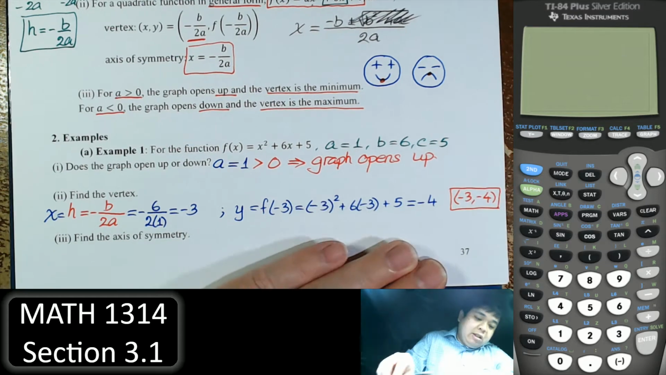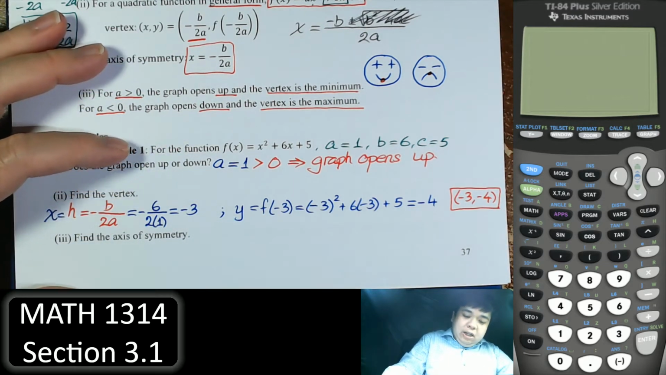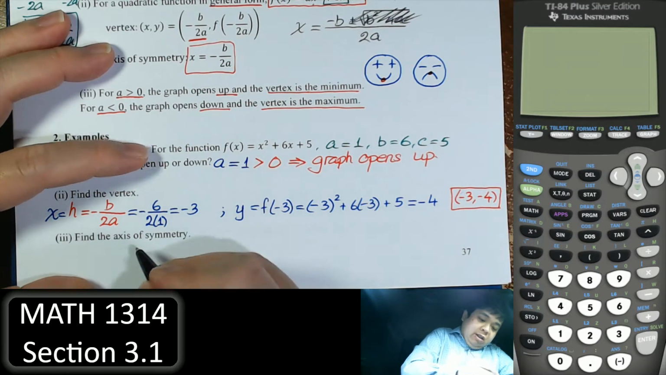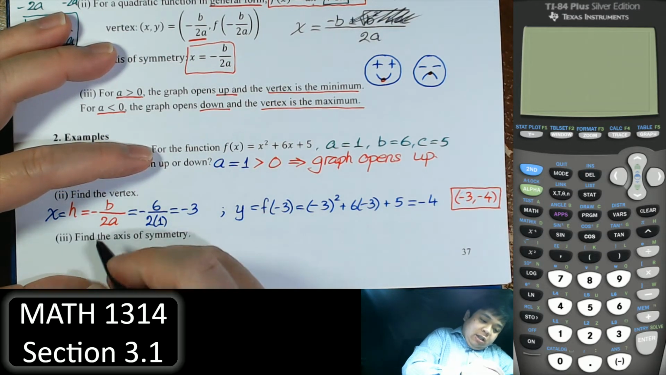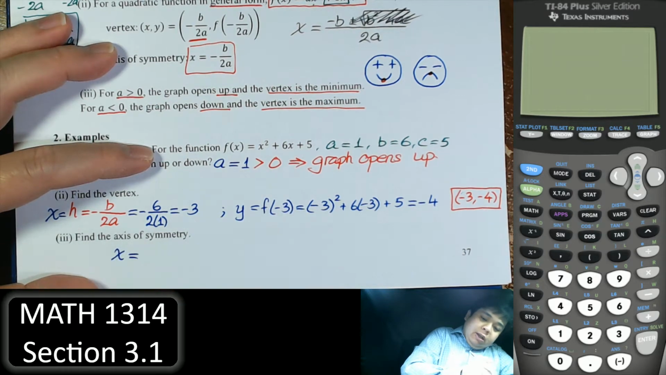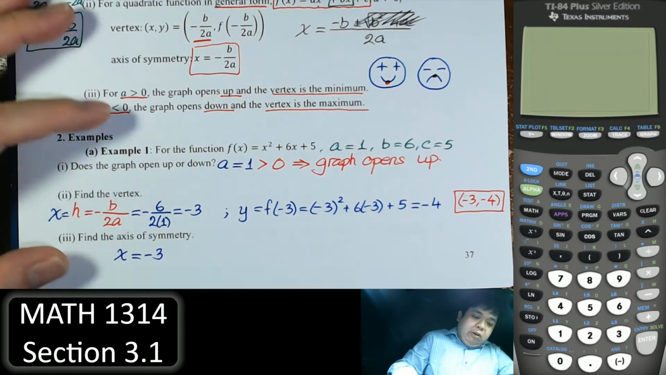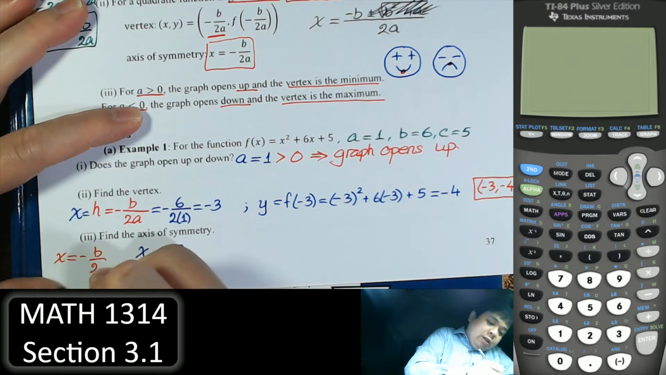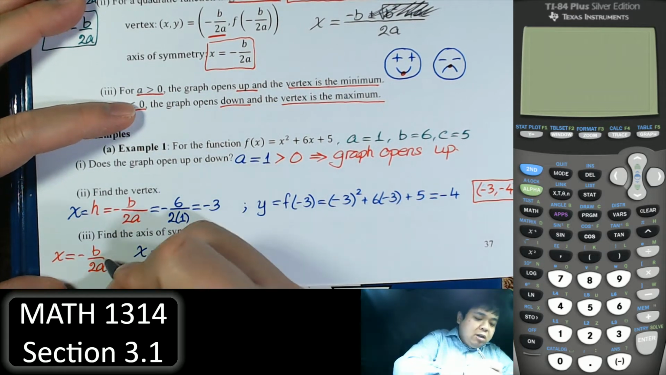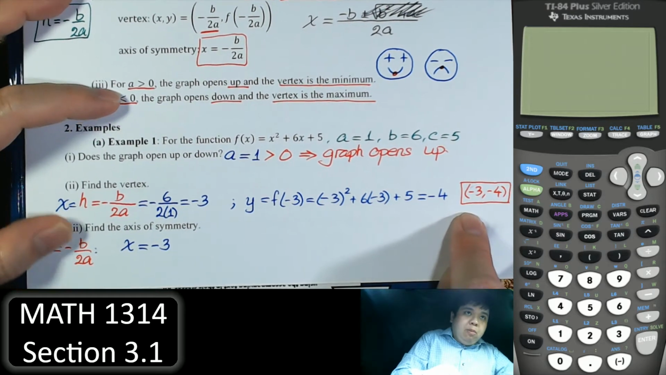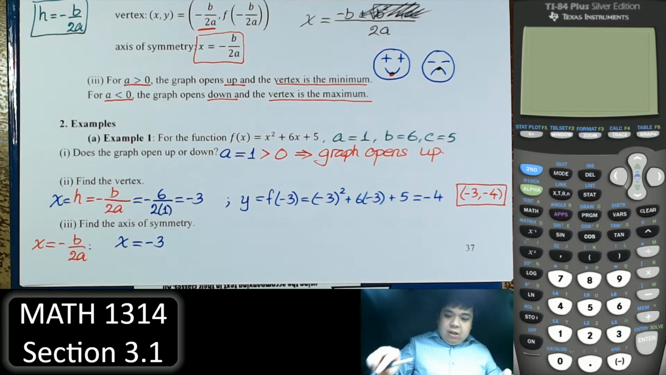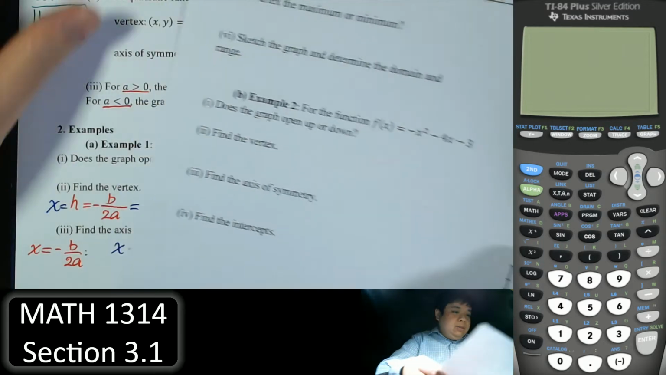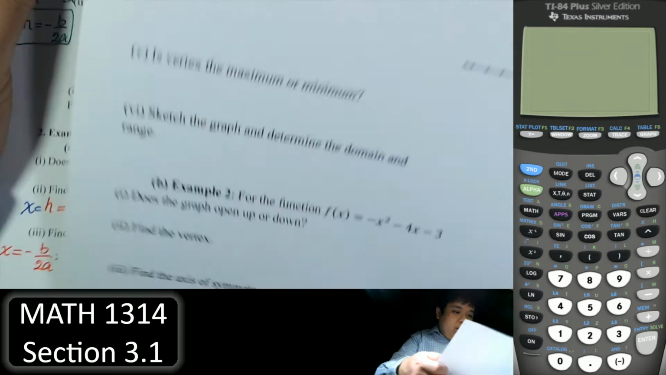That is the vertex. And the axis of symmetry will be the same as the x coordinate of the vertex. So this one is just x equal to negative 3. The formula is still x equal to negative b over 2a, but it should be the same as the x component of the vertex. Right. We continue on the next page.